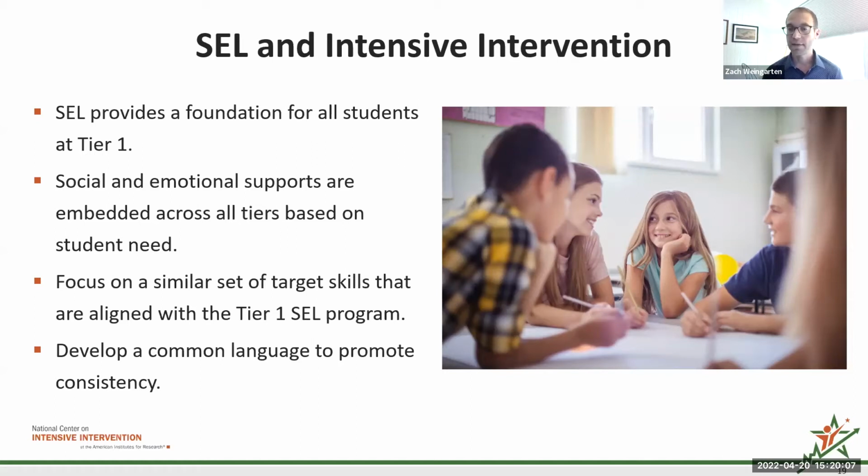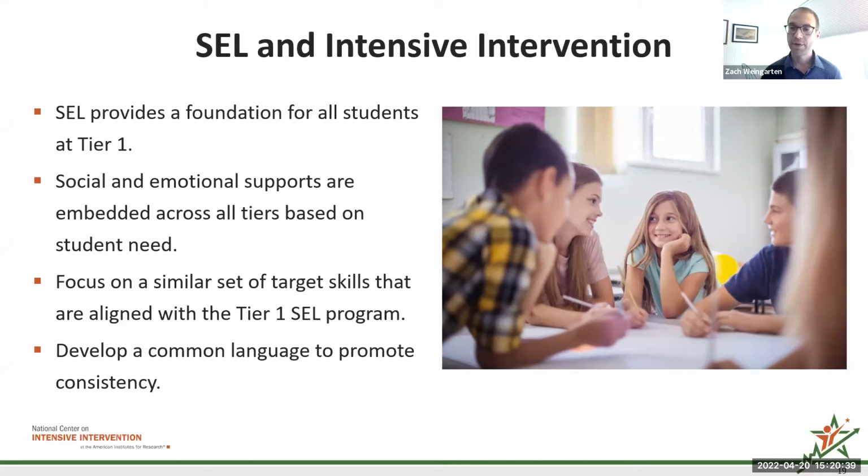Additionally, we know that students with intensive needs, in addition to that tier 1 level of support, are going to need more intensive and explicit instruction in SEL across the tiers of support. So we can think more concretely about how we can implement more specific SEL practices at tier 2 and tier 3 to support those students. And we can really embed SEL across the tiers of support.